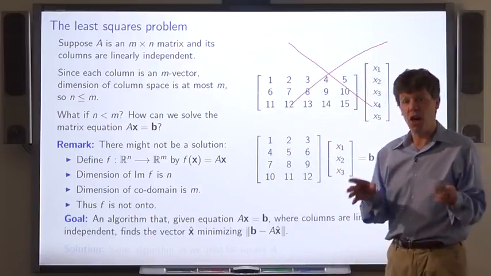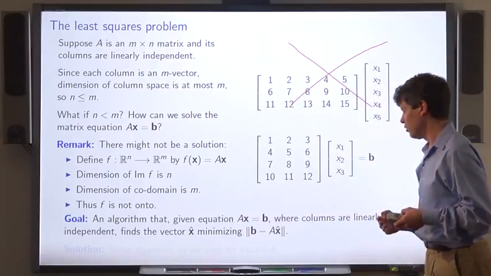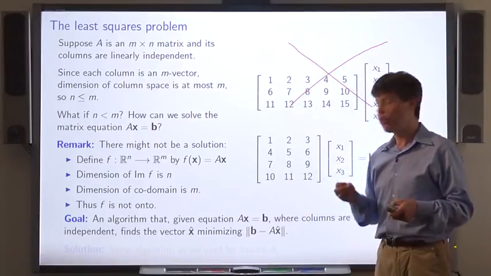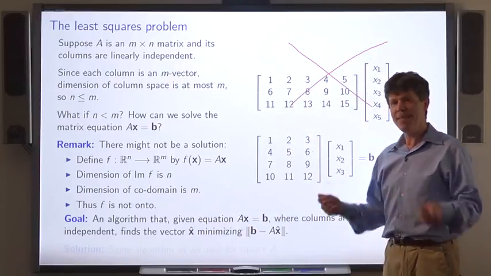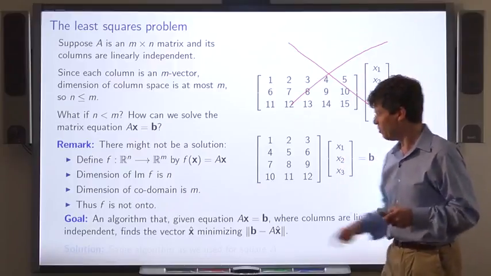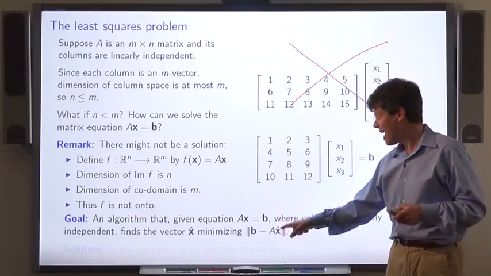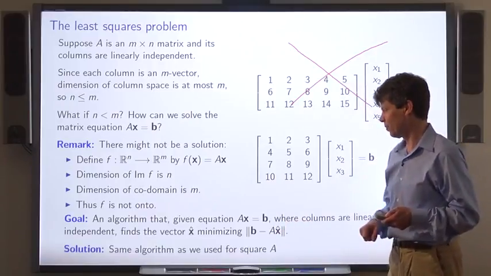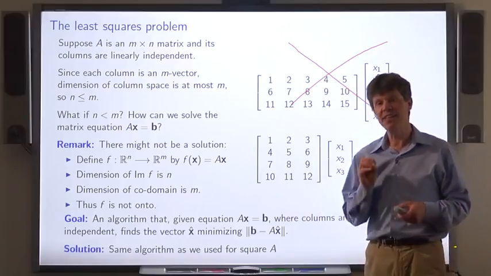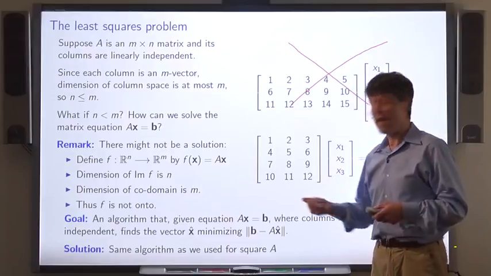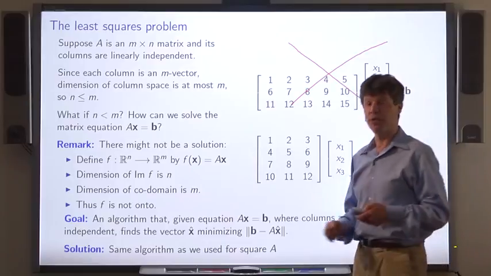Instead of looking for an algorithm that will solve a matrix vector equation Ax equals b, we'll look for an algorithm that finds the vector x hat that minimizes the norm of the difference between the target vector b and the vector we get, A times x hat. And the algorithm that we're going to use to solve this is exactly the same algorithm as we used in the case when A was square, although the analysis is somewhat more difficult.